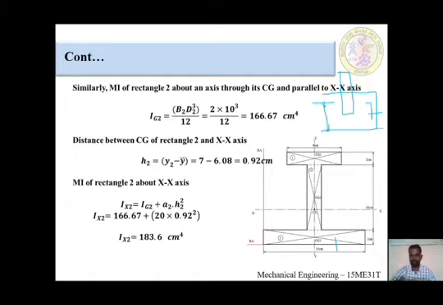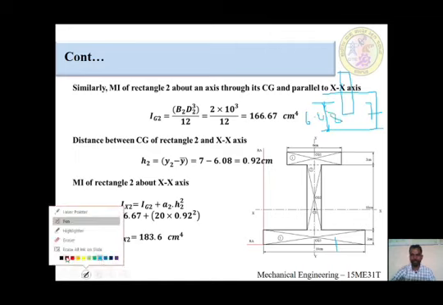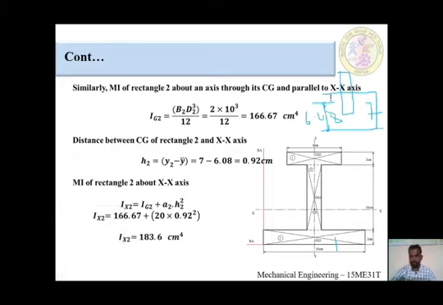Okay, after that, how much did we get for the y bar value? Here to here, the y bar value is 6.08. Okay, what is the h value? The difference is this one. This we call the h2 value because we are calculating the rectangular 2 component. h2 is equal to y2 minus y bar. How much did we get for y2? Here to here is 7 centimeter, minus this y bar, 6.08. After calculating, we will get 0.92 centimeter. Okay, this is the h part.